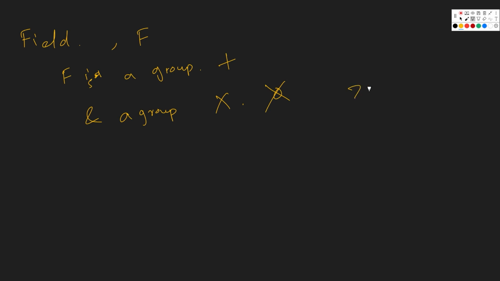So when we are studying Z5 under addition, we included 0, 1, 2, 3 and 4. But when we talk about Z5 under multiplication, we excluded 0 because it does not have the multiplicative inverse. Whether Z5 is a field? Yes, because Z5 is a group under addition and it is also a group under multiplication.